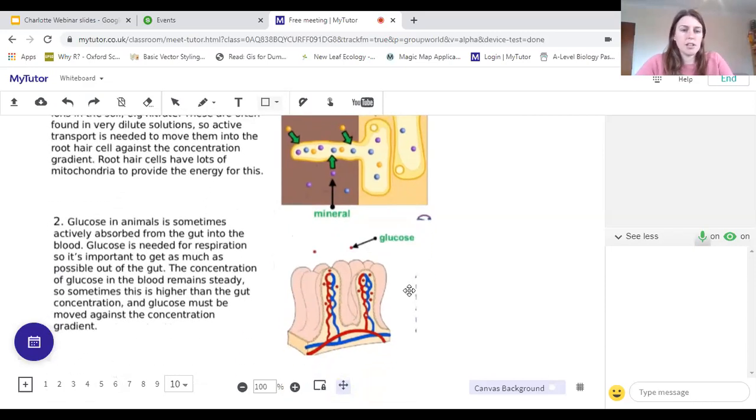Finally, glucose in animals is sometimes actively absorbed from the gut into the blood. Glucose is needed for respiration, so it's important to get as much as possible out of the gut where you're digesting. The concentration of glucose in the blood remains steady, which means that sometimes, as the blood moves along the intestine, this is higher than the gut concentration of glucose. Therefore, glucose must be moved against the concentration gradient.